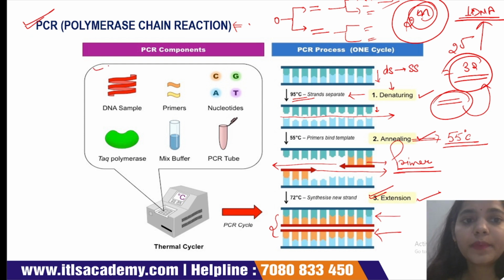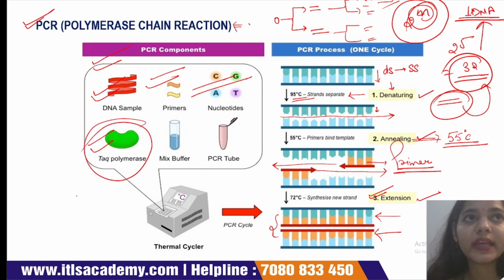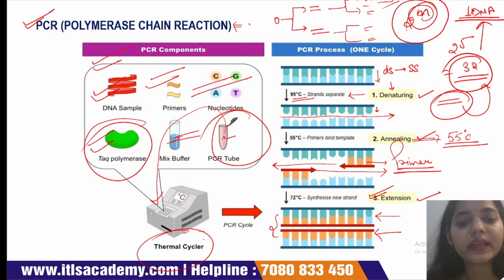These are the PCR components. First is the isolated DNA sample, then primers, nitrogenous bases or nucleotides, and Taq polymerase, which is used as a DNA polymerase. This is used for the synthesis of DNA. Then the master mix and PCR tubes. We put all these components in a PCR tube, and then we put this PCR tube in a thermal cycler. In this thermal cycler, these three steps are performed. This is all about the PCR.